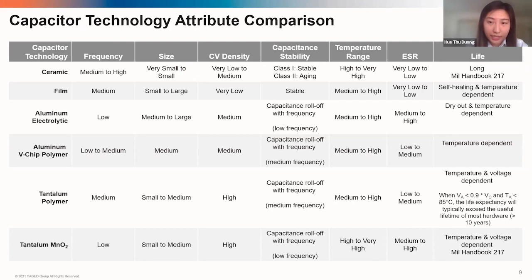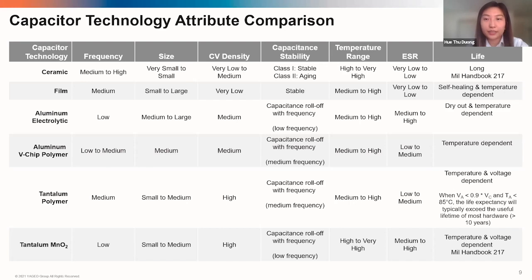And then next, we have polymer technologies, which include aluminum V-chip polymers and tantalum polymers. There are a lot of similarities between these two technologies. The tantalum can provide greater CV density compared to aluminum polymers. The aluminum polymers do offer some larger capacitance values than you can get with tantalum polymers because the parts are physically much bigger, and these parts can also go higher in voltage as well.